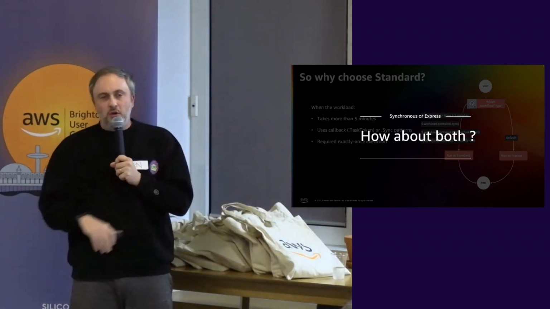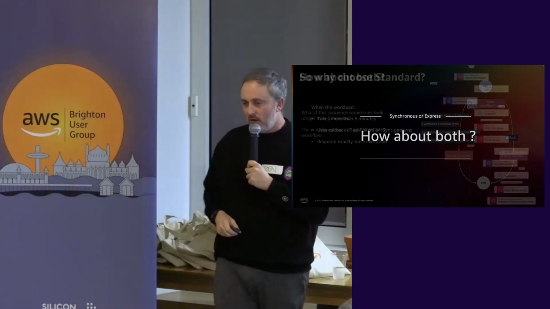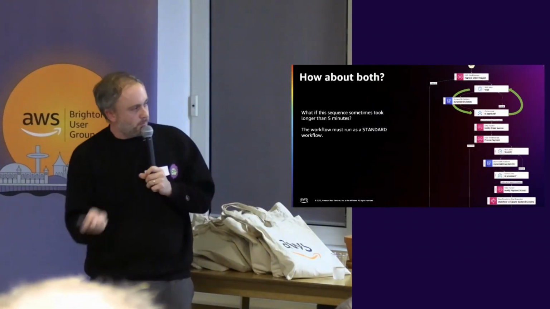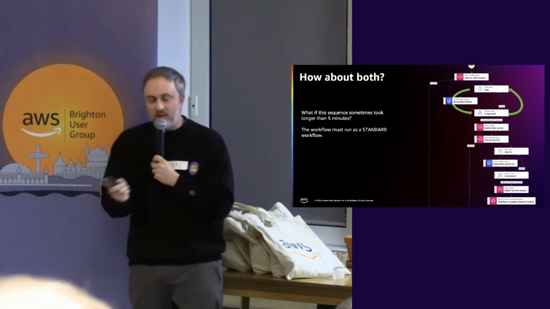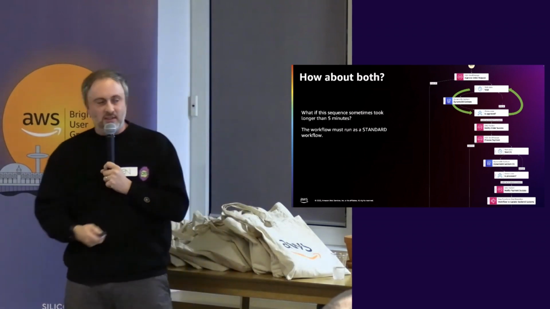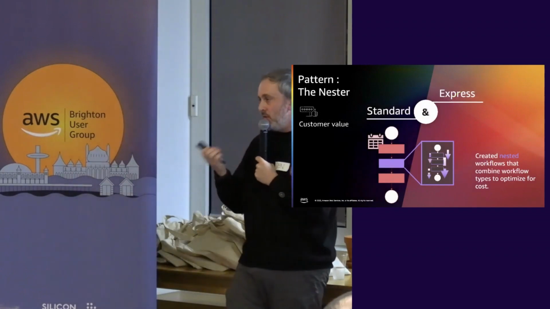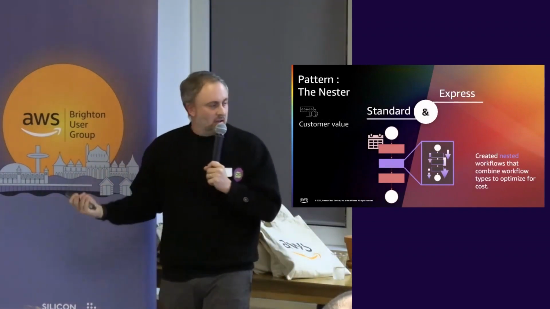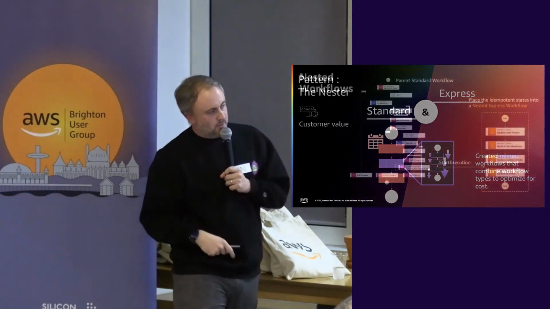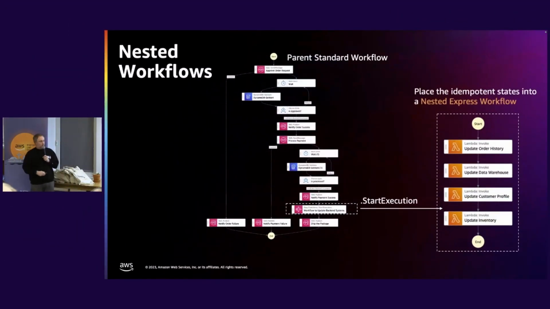Here's a pattern you can use. If you have to run this as a standard workflow, I can use both, right? I can nest one workflow inside the other. So here I have this polling loop. Let's say that sometimes that takes more than 5 minutes. Maybe there's a person involved in that, right? And if that takes more than 5 minutes, I have to run that as a standard workflow. So what I'm going to do is take the pieces of this workflow that do run under 5 minutes, save that as a separate Express workflow and embed that in. So that's these Lambda functions here. Strip that out, save as an Express workflow, and just call that from my parent workflow.